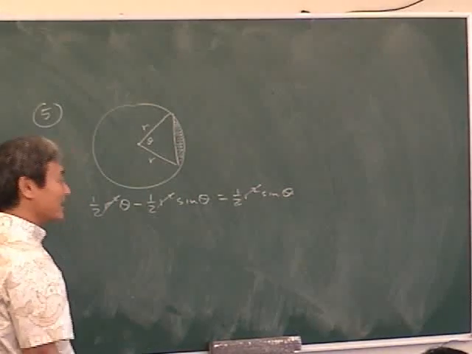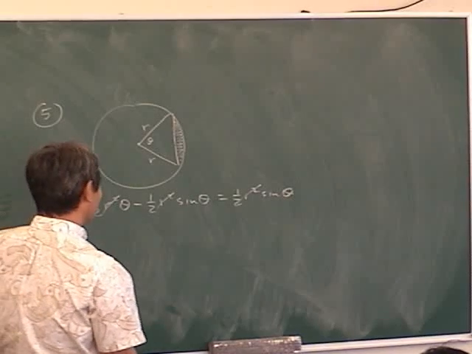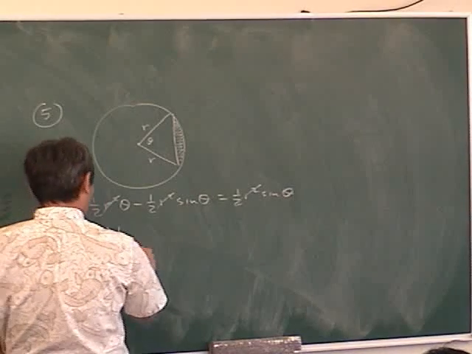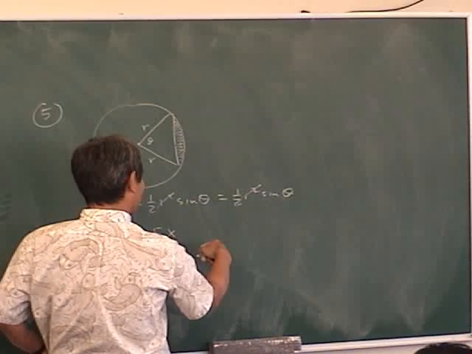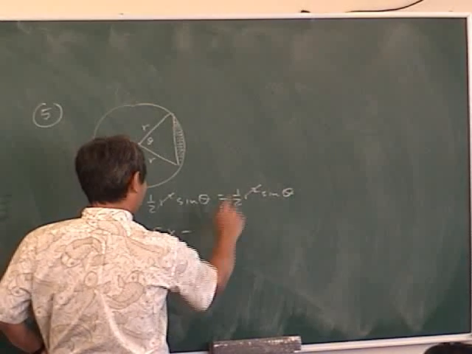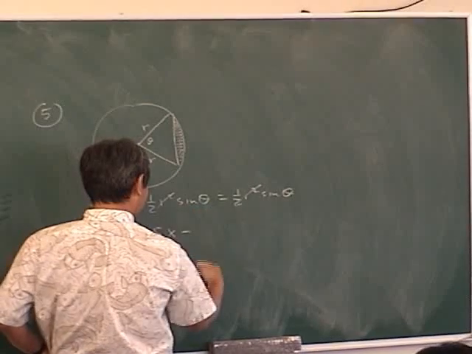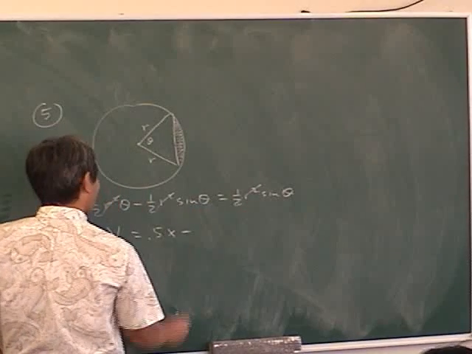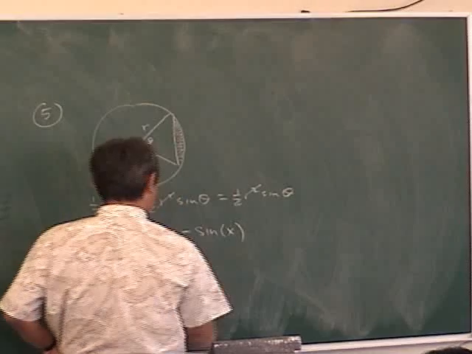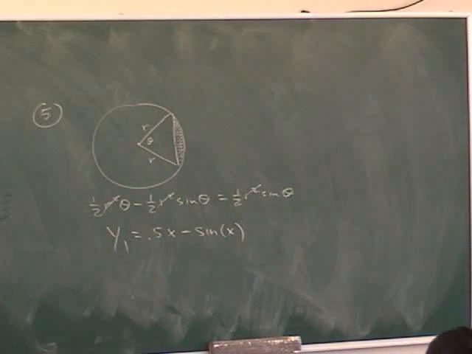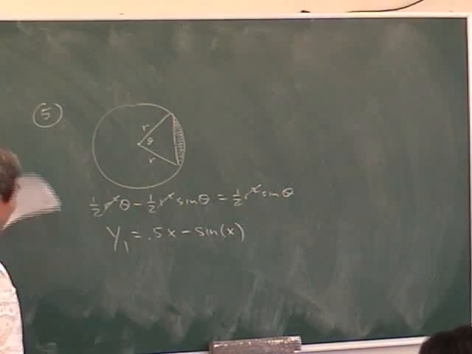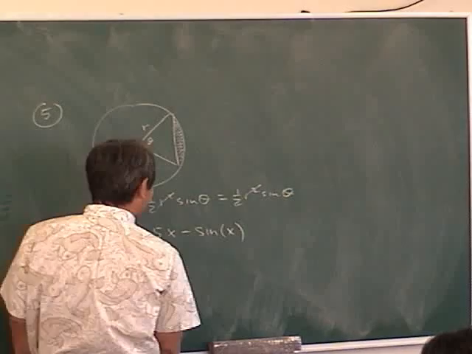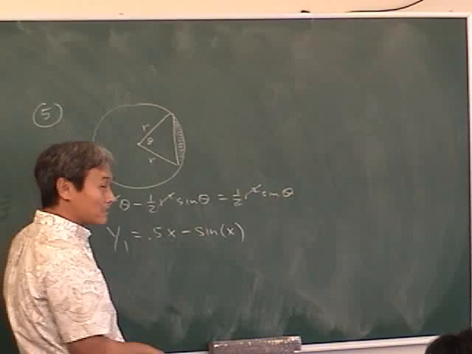How do you solve any equation on your calculator? Make one side 0. So y1 equals 0.5x. Bring this over. Minus sine x. Oh my goodness. Look, -1/2, and then you minus 1/2 is -1. How do you graph this on your calculator? Where it crosses the x-axis, that's your answer.